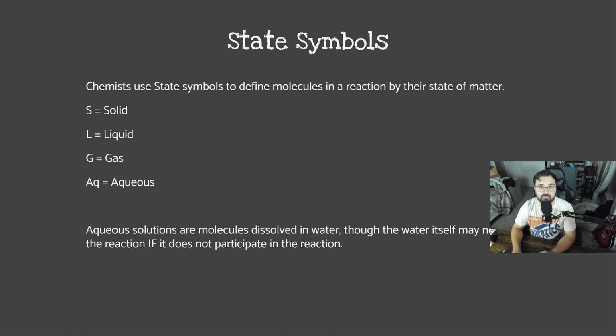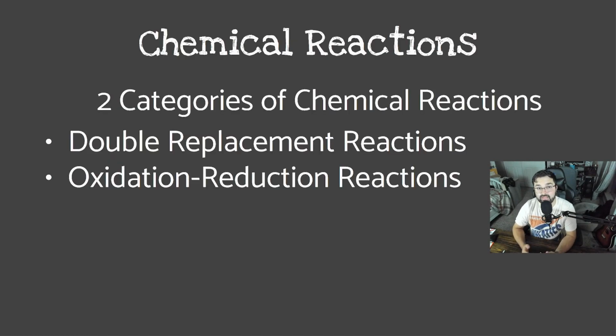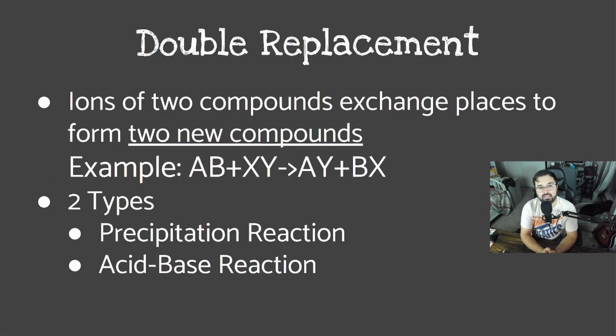Now, let's get on to the chemical reactions. There are 2 main categories of chemical reactions. The first category is double replacement reactions, and the second category is redox reactions, which stands for reduction and oxidation. In our double replacements, the ions of two compounds will swap places to form 2 new compounds. So the ions get exchanged and the elements shuffle around.